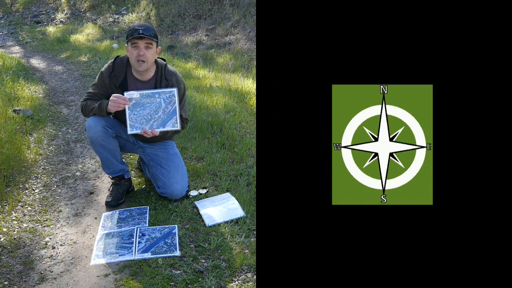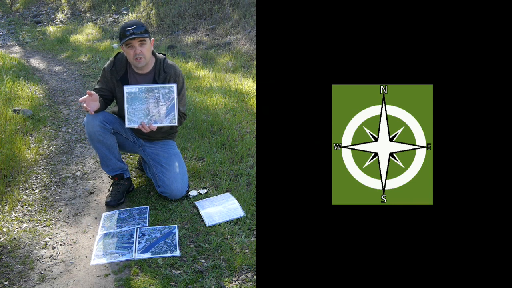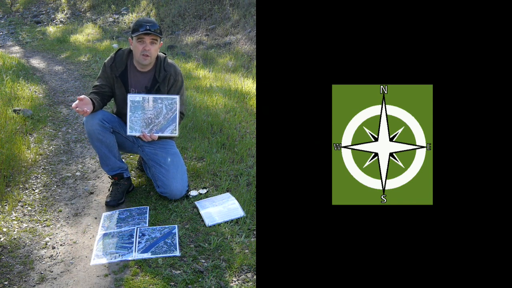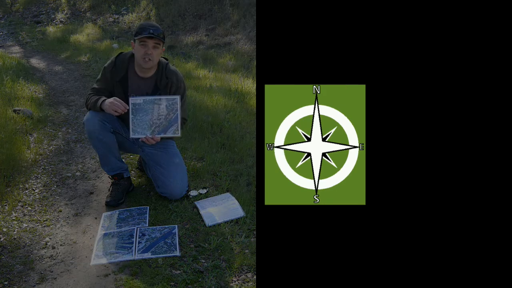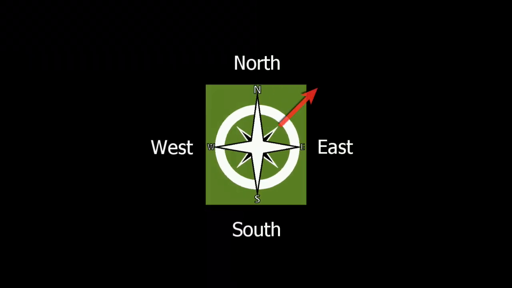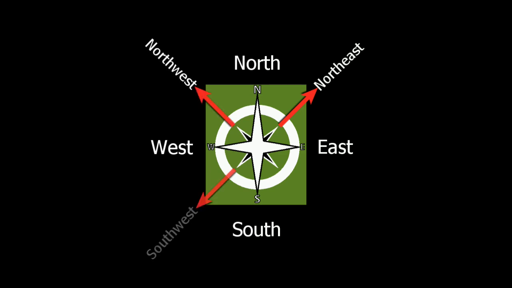To describe a direction that's in between the cardinal directions, we just combine 2 of them. So if we're talking about a direction that is between north and east, we would say that that direction is northeast. So this direction would be northwest, this direction is southwest, and this one is southeast.